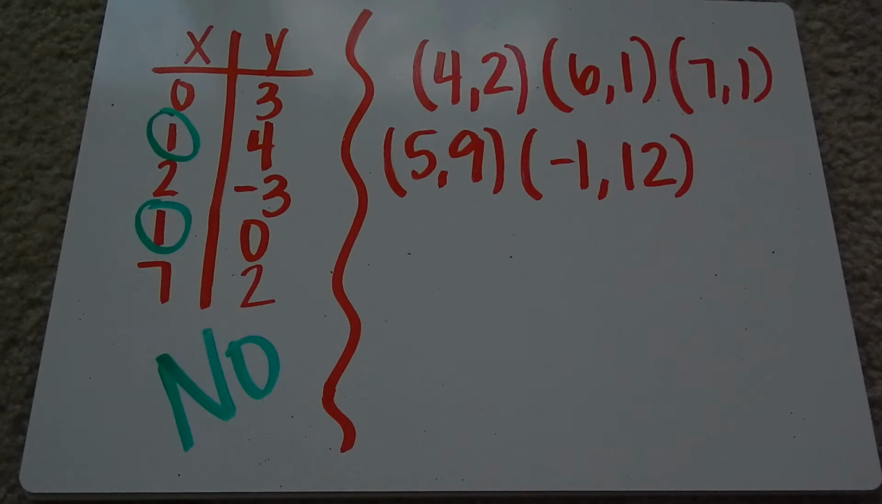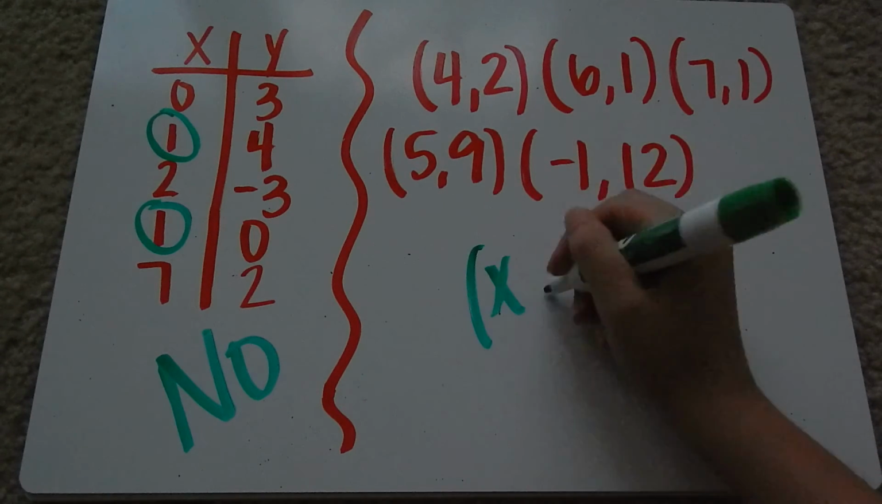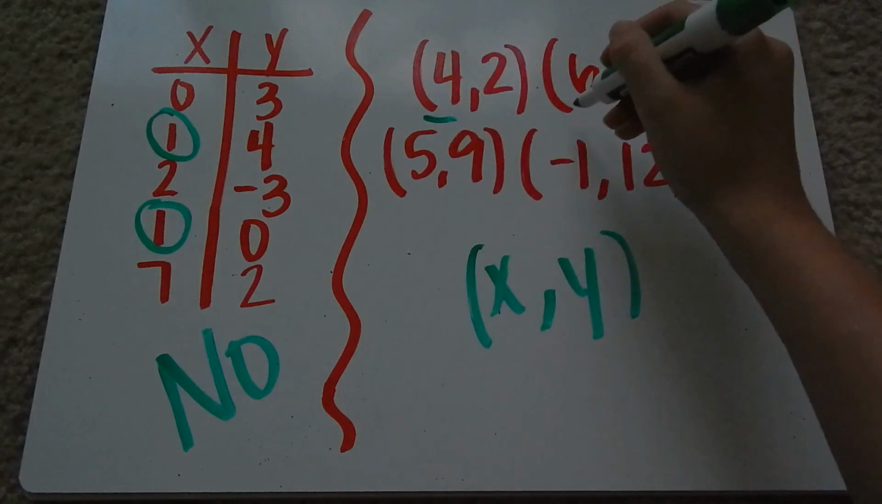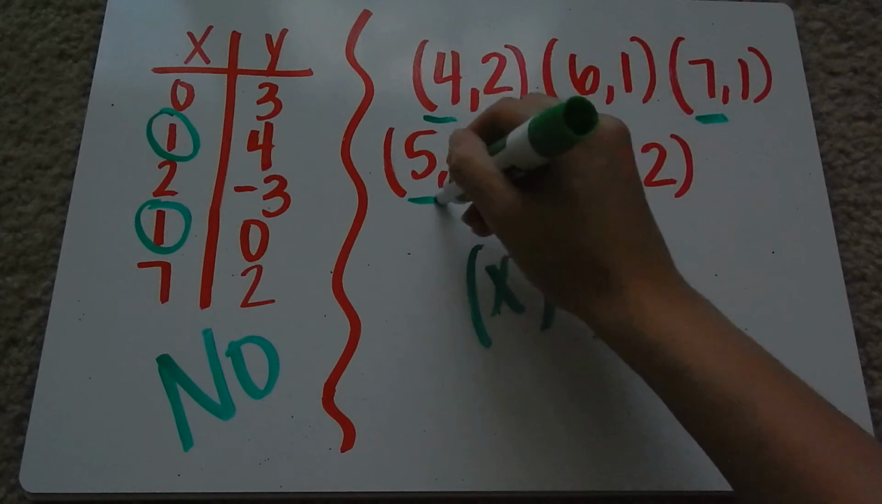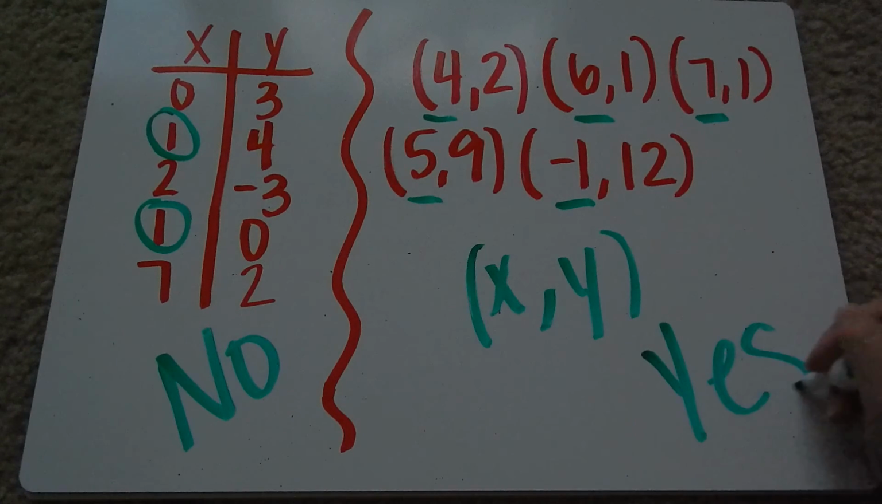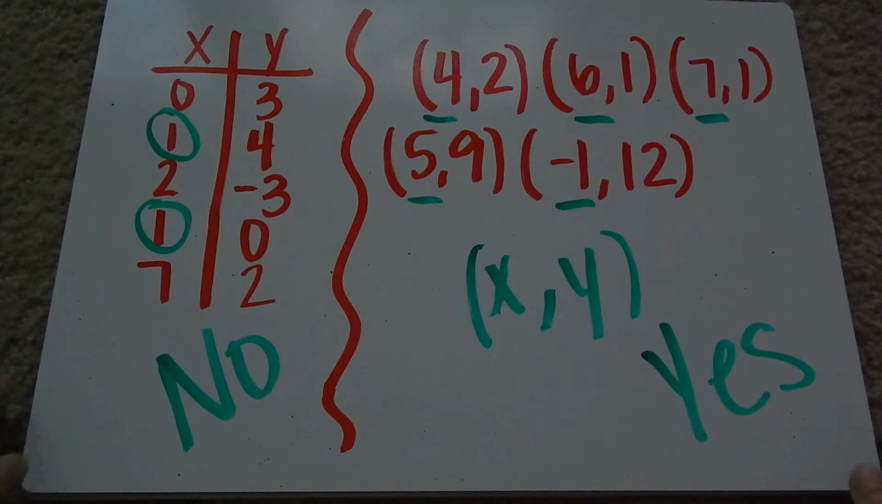For our points, remember a point is x comma y, which means the x values are first. So I'm just going to underline all the x values. We have 4, 6, 7, 5, and -1. Looking at those, none of them repeat, so this one is, yes, a function.